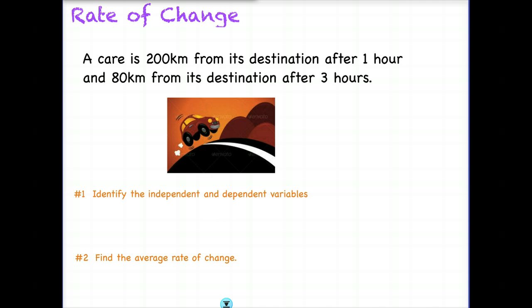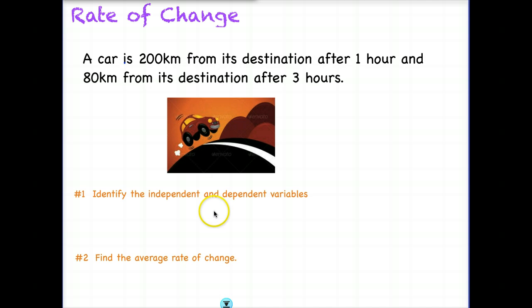All right, let's look at a final example here. In this example, we are not given a table of values to choose from. We are actually given the 2 points that we will use within the problem. So in this problem, it says a car is 200 kilometers from its destination after 1 hour and 80 kilometers from its destination after 3 hours.